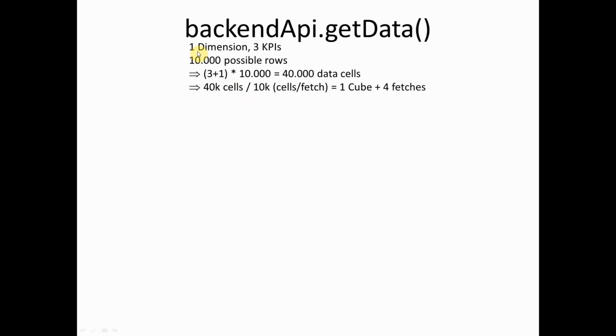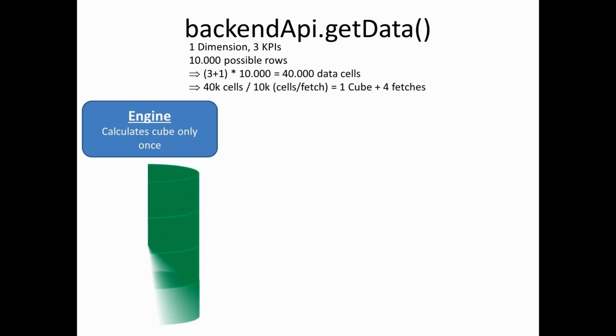So let's assume again we have one dimension, 3 KPIs, and 10,000 possible rows to show. This means that we have in total 4 columns multiplied by 10,000 rows, which equals 40,000 data cells to fetch. But as I said before, it's only possible to fetch a maximum of 10,000 data cells for each fetch. So this means that we need 4 fetches. And what happens within these 4 fetches will be shown here.